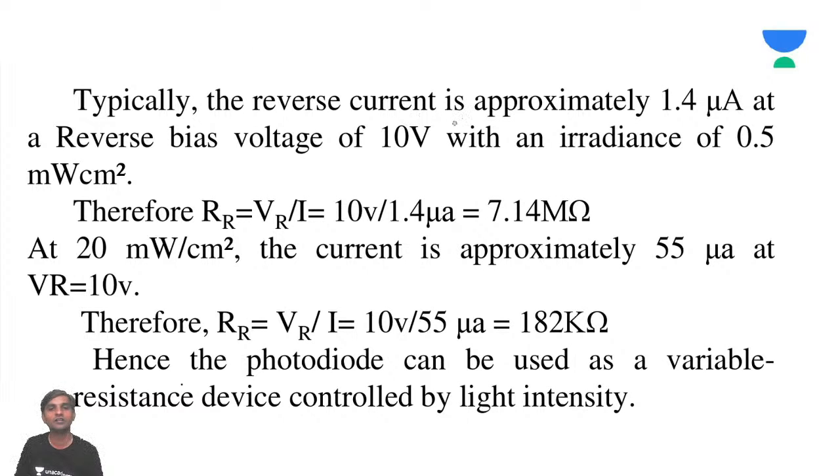Typically, the reverse current is approximately 1.4 microamperes at a reverse bias voltage of 10 volts with an irradiance of 0. These are all the values he is talking about. Therefore, the reverse resistance R_R is V_R by I, which is 7.14 megaohms. At 20 milliwatts per centimeter squared, the current is approximately 55 microamperes at V_R of 10 volts.